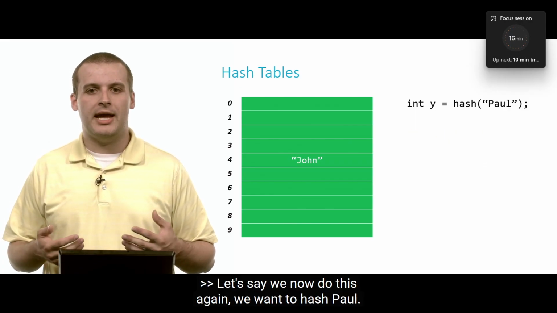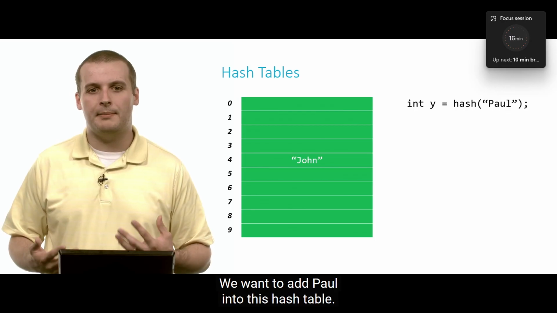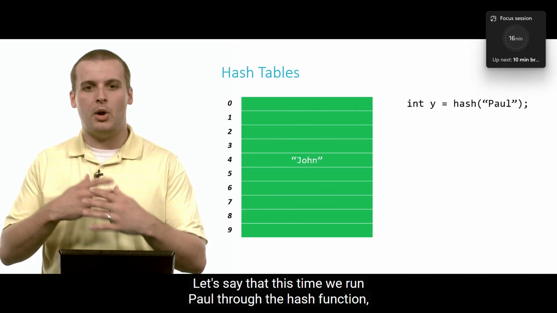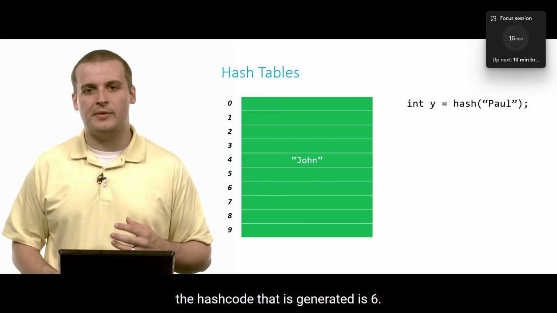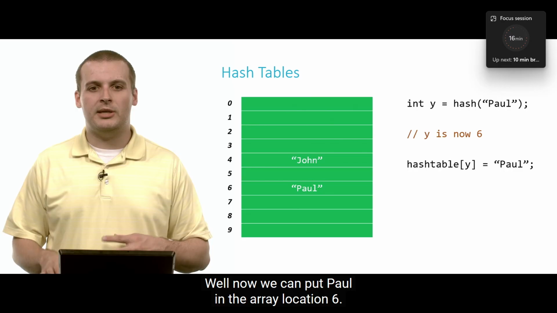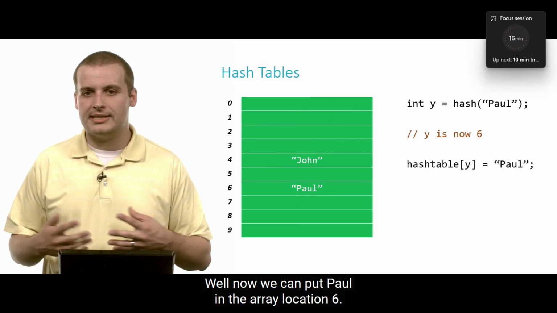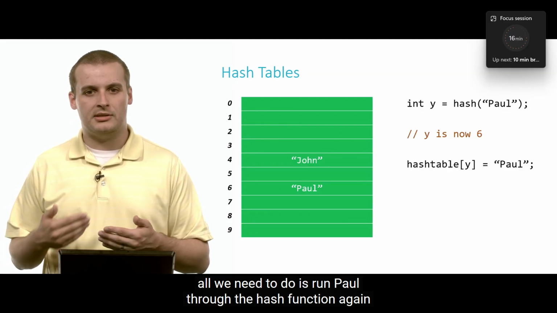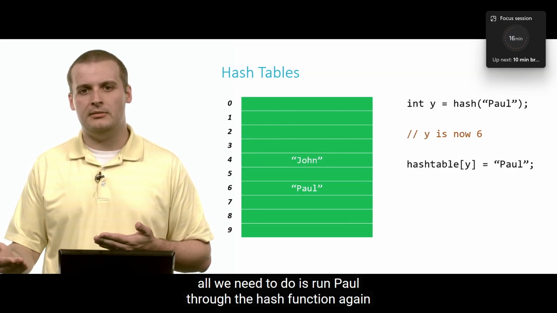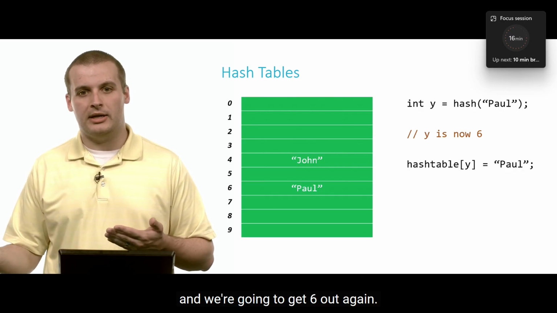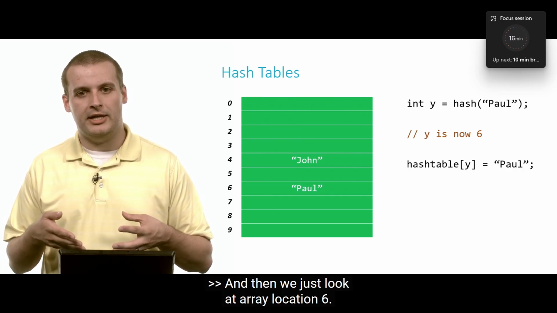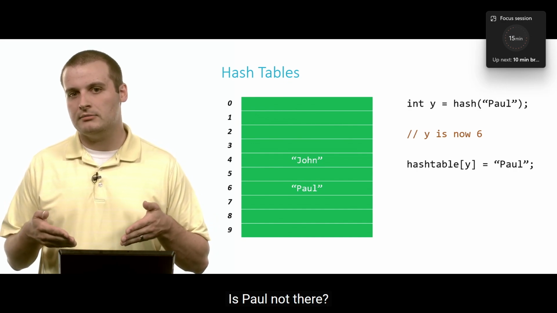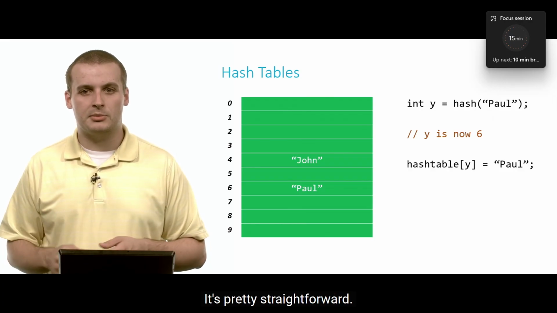So that's pretty good. Let's say we now do this again. We want to hash Paul. We want to add Paul into this hash table. Let's say that this time we run Paul through the hash function. The hash code that is generated is 6. Well, now we can put Paul in array location 6. And if we need to look up whether Paul is in this hash table, all we need to do is run Paul through the hash function again. And we're going to get 6 out again. And then we just look at array location 6. Is Paul there? If so, he's in the hash table. Is Paul not there? He's not in the hash table. It's pretty straightforward.